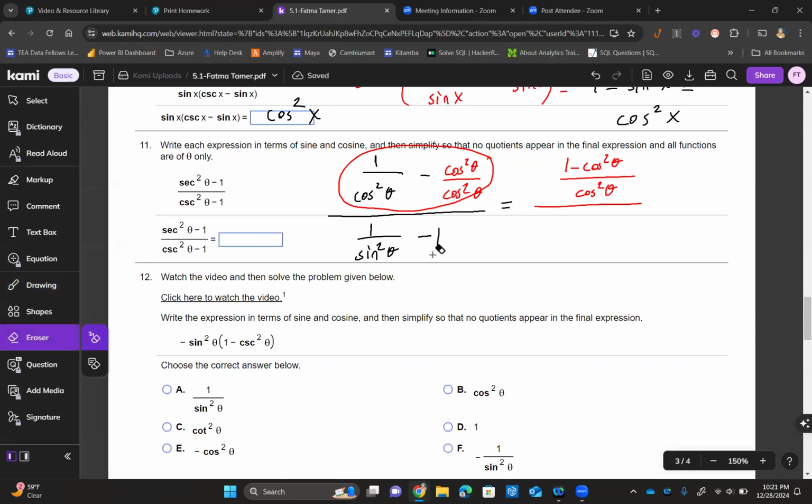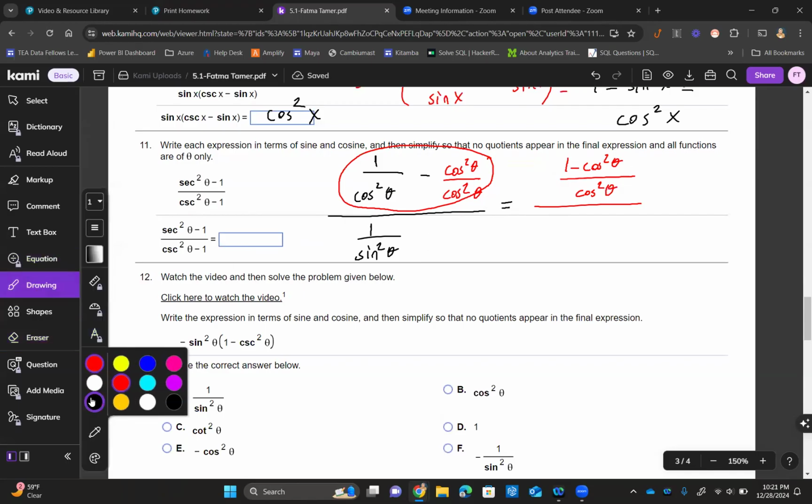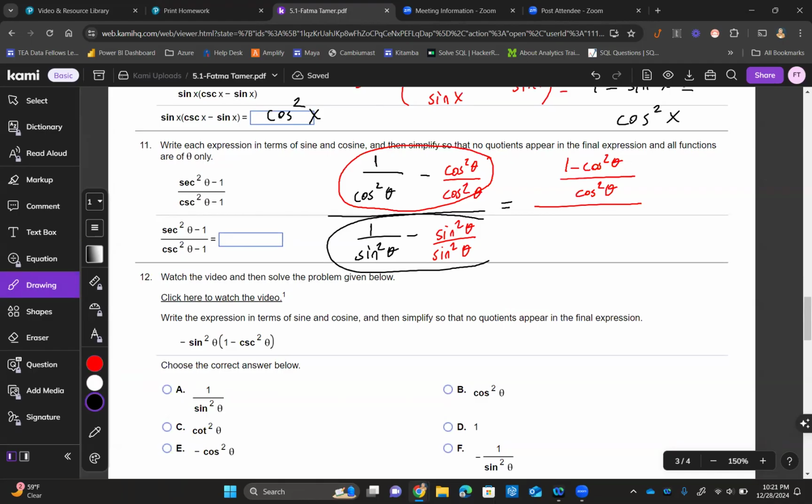I'm going to do the same magic here. Instead of 1 this time, I would like to write sine squared theta over sine squared theta. So when you divide sine squared by sine squared, it's still 1. However, when I replace the 1 with this format, the denominators are matching this time. So it allows me to write it as 1 minus sine squared theta all over sine squared theta.